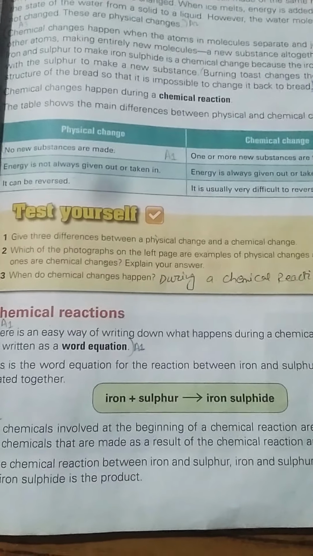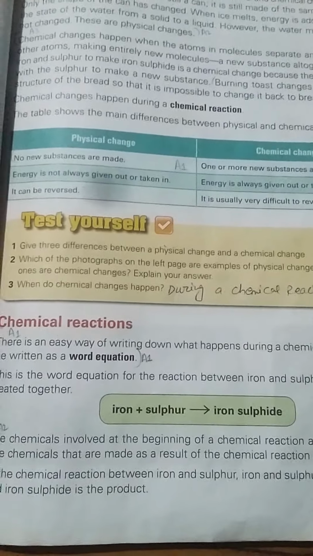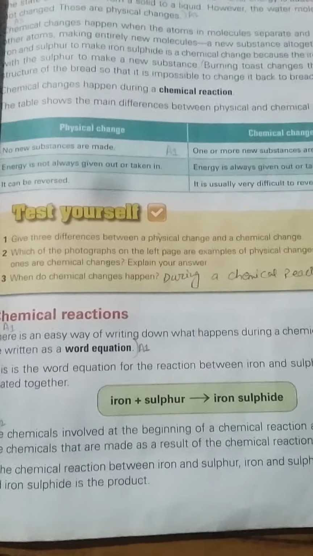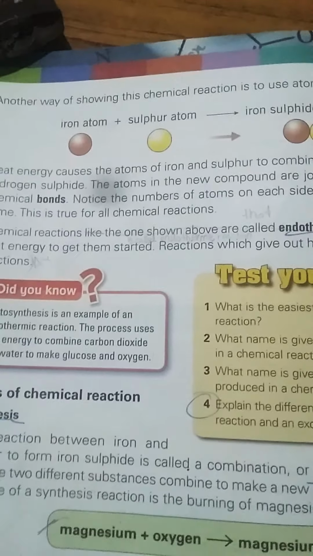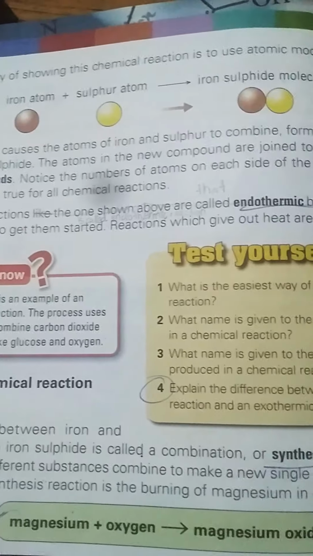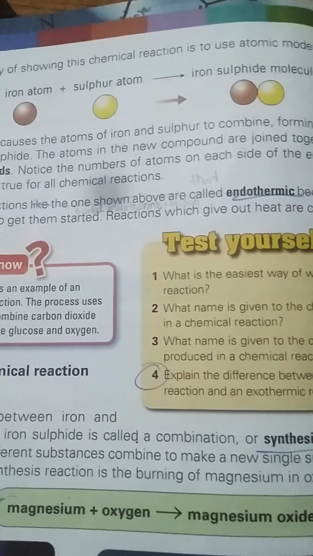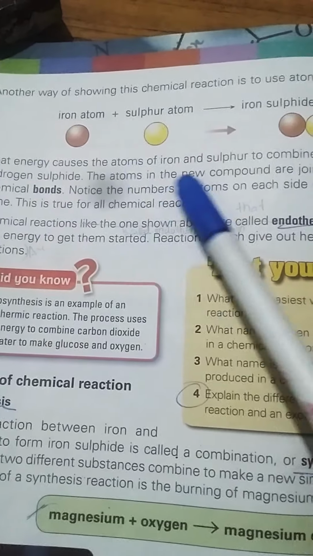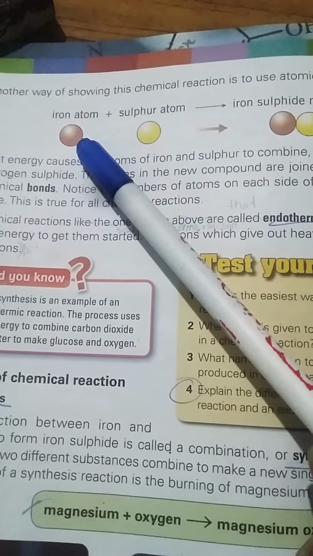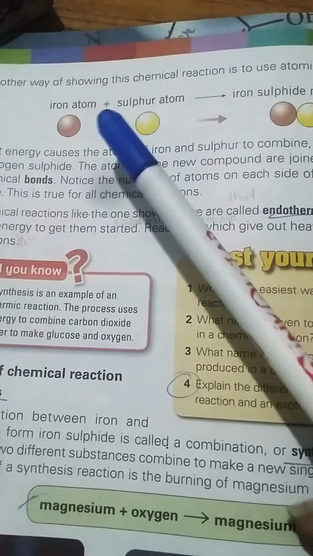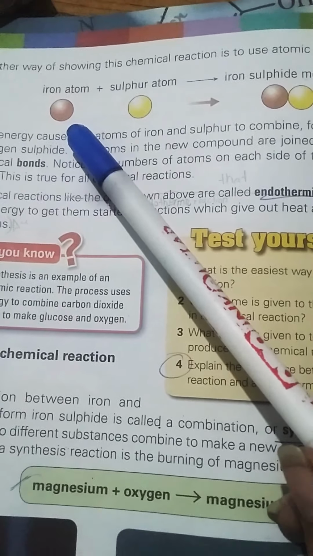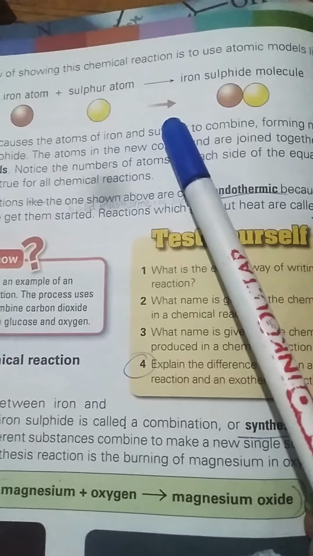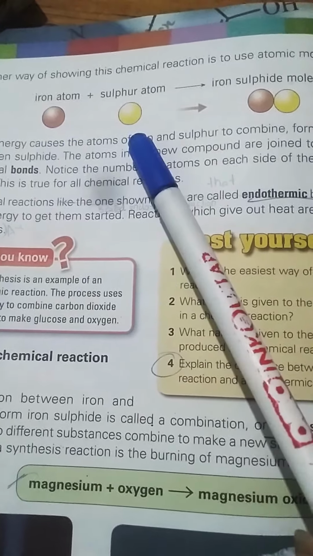Next we will discuss the atomic model. How can we represent the word equation in the atomic form? Here is another way of showing the chemical equation in the atomic model. Here is the iron atom that is reacting with the sulfur atom. The iron atom is shown with a brown circle, and the sulfur atom is shown with a yellow circle, and this arrow is showing the chemical reaction has been done.